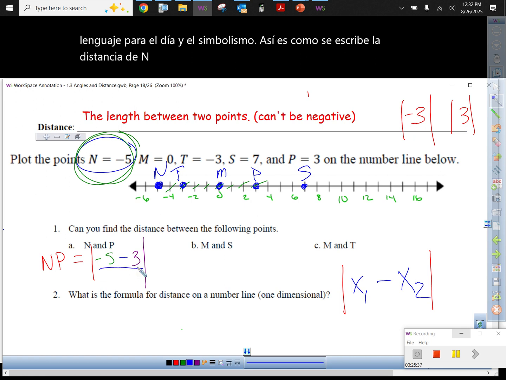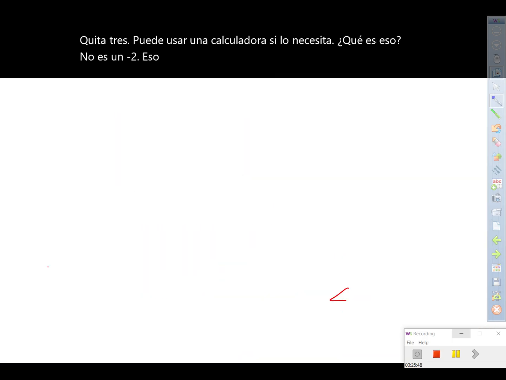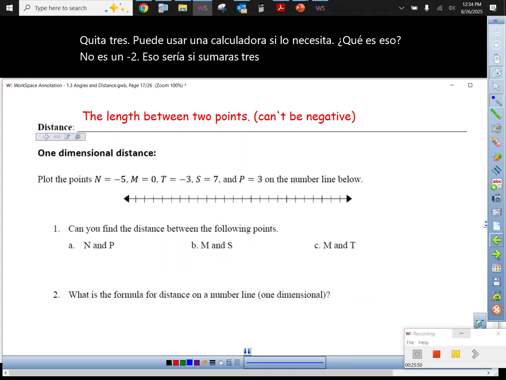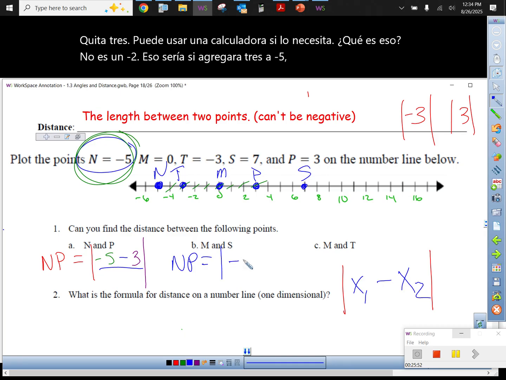What's -5 take away 3? You can totally use a calculator if you need to. What is that? It is not -2. That would be if you added 3 to -5. It is a negative, how much? 8. It's no big deal if we mess that up. But if you lost $5 and then you lost $3 more, you have lost $8 in that case. So -8. But there's no way that that distance can be -8.